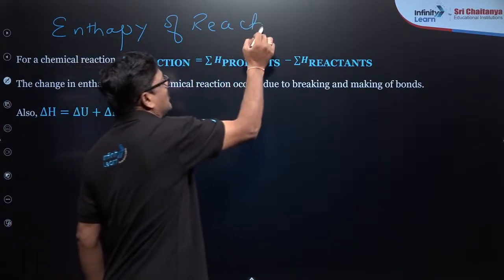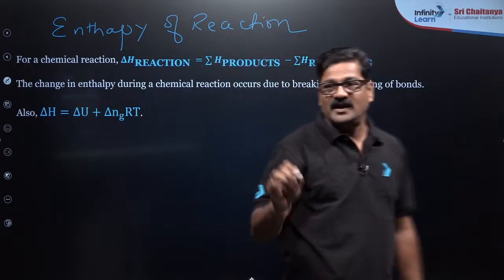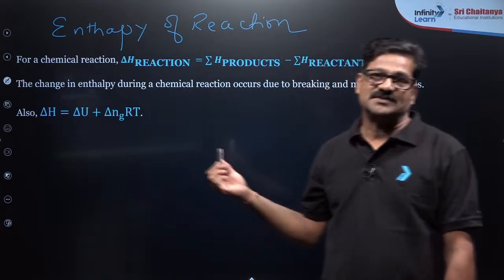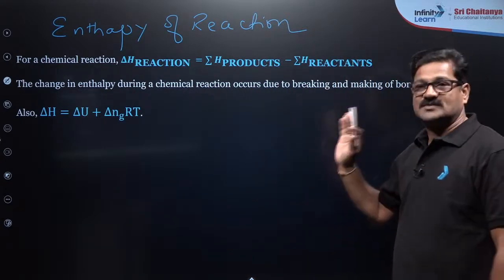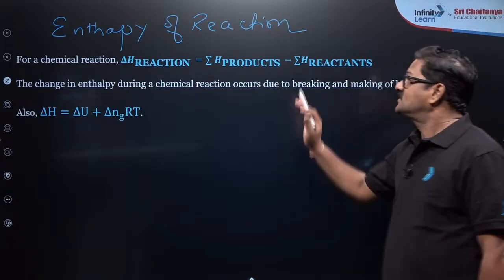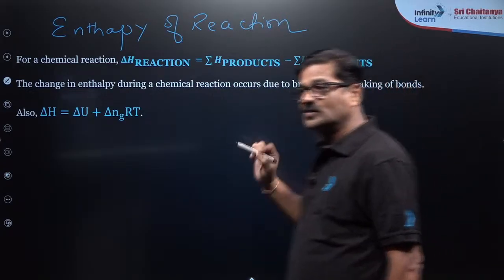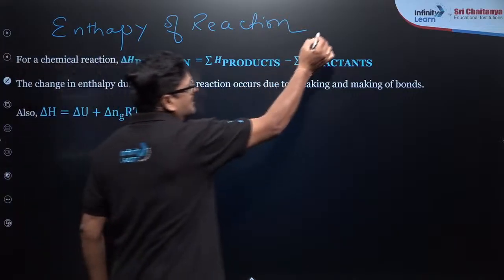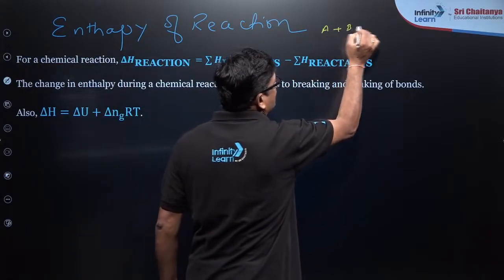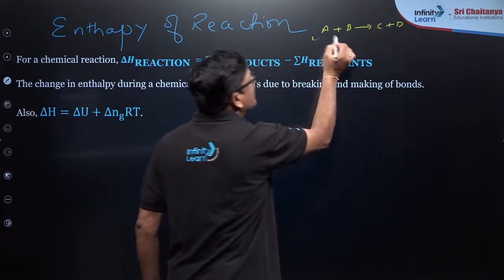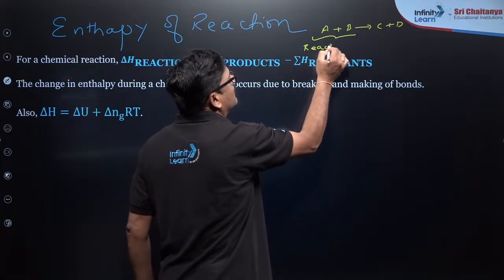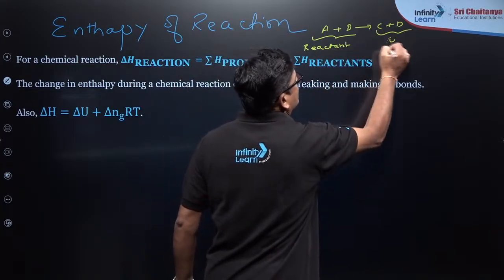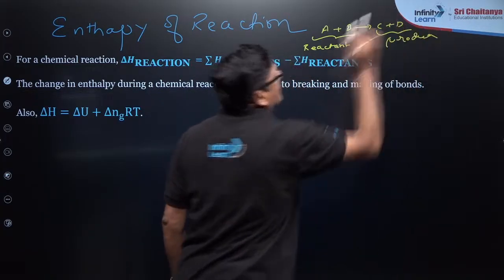So this is the enthalpy of reaction. Means in any chemical reaction, I just want to say the enthalpy of reaction, जिसमें reactant product होगा. Okay, reactant is going to be converted into product. So A plus B gives rise to C plus D. उसमें ये reactant होगा and you are going to get a product, है ना?